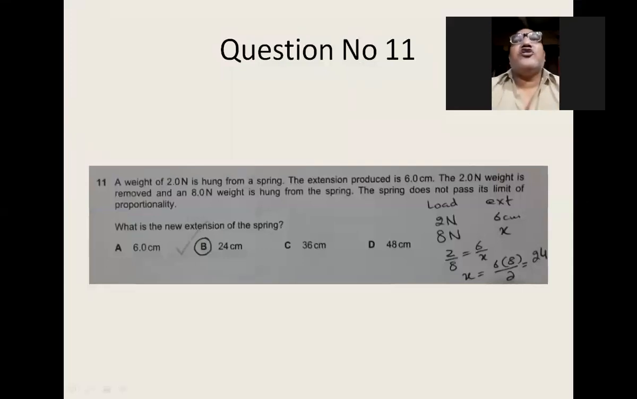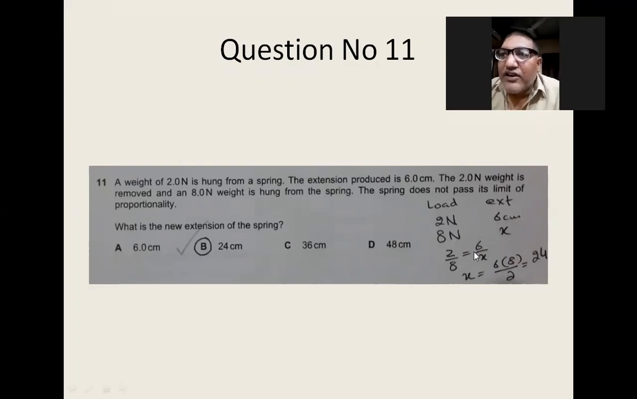Okay, so on your screen, question number 11 is showing up, and you can see that I have solved it here. Load and extension are directly proportional to each other. I have used the process of proportionality, which you have studied in your O-levels mathematics. When the load is 2 Newton, the extension is 6 centimeter. When the load is 8 Newton, the extension is X. I want to find out X, because load and extension are directly proportional to each other.